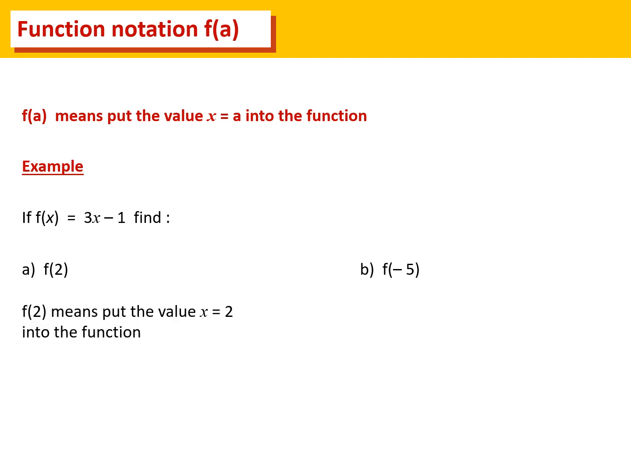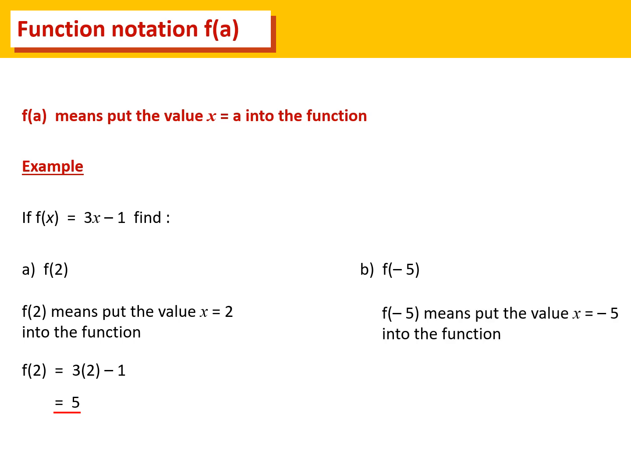F of 2 means put the value x equals 2 into the function. And that will give us 3 times 2 subtract 1. 3 times 2 is 6. Subtract 1 gives us 5. In part B, f of negative 5 means put the value of x equal to negative 5 into the function. That will then become 3 times negative 5, subtract 1. 3 times negative 5 is negative 15, subtract 1, negative 16.